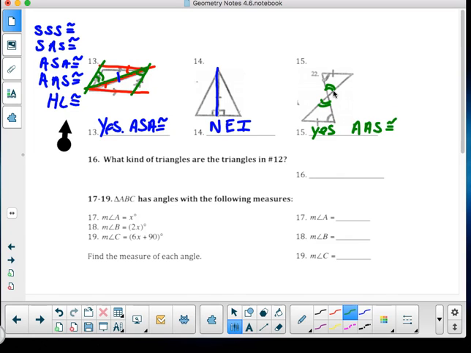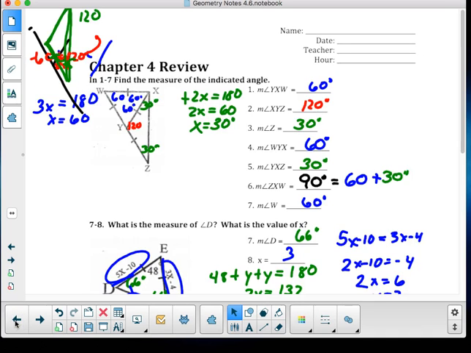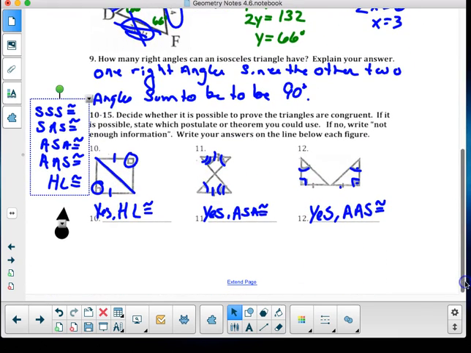In 16, what kind of triangles are the triangles in number 12? In number 12, if I arrow back and look at problem number 12, they want me to come up with a classification. Now you can classify by sides: isosceles, equilateral. Isosceles is two sides equal, equilateral has three sides equal, and scalene has no sides equal. Right now I only have one side on one triangle congruent to the other in problem 12. And so it's looking like it's scalene. There isn't another marking to tell me if the sides are congruent.